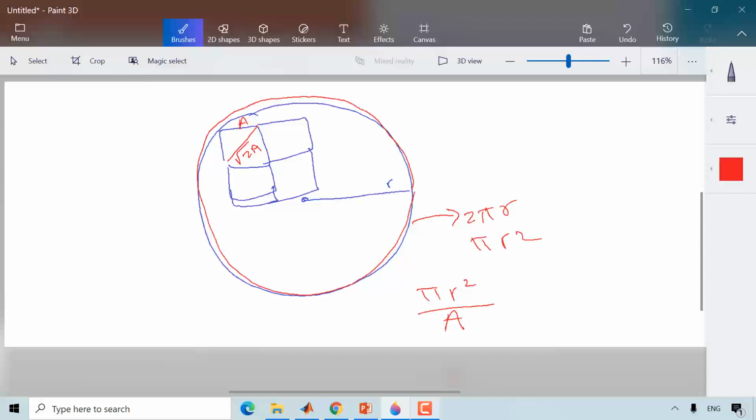Now the area of the square is a, so this ought to be the square root of a. Correction from me here: the length of the side of the square is square root of a. So the area becomes square root of a times square root of a, which is a, minus the circumference of the circle, which is 2 pi r, divided by the length of the diagonal, square root of 2a. And in your textbook, they took the pi outside as a common factor. That's the formula that you have in your textbook.